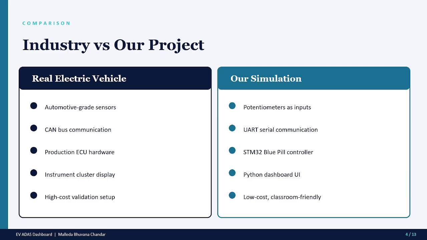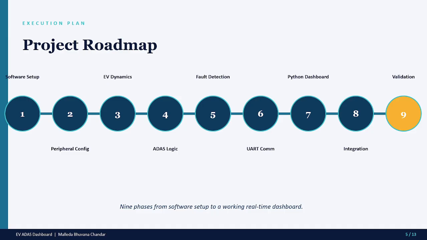Real electric vehicles use wheel speed sensors, radars, cameras, and CAN communication. In my project, I replaced these expensive components with potentiometers, ultrasonic sensors, UART communication, and a Python dashboard. Although simplified, the working principle remains the same and helps demonstrate how an actual EV monitoring system operates.